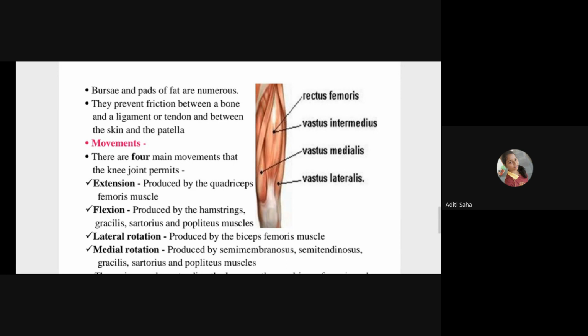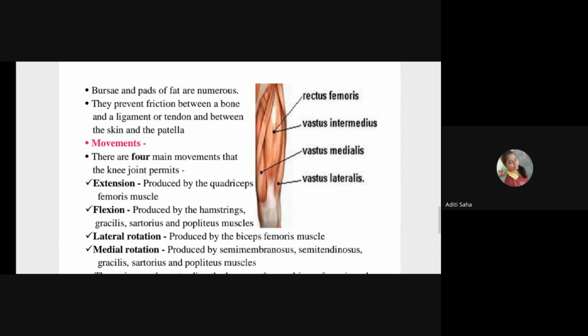Then flexion is produced by the hamstrings. As madam said, hamstring is present on the back side of the thigh. Also gracilis, sartorius, and popliteus muscles. We will learn all these muscles. Just understand that these muscles are present in the thigh. Hamstring is present on the back side, sartorius is also present in the thigh, and so these are thigh muscles which are responsible for flexion.